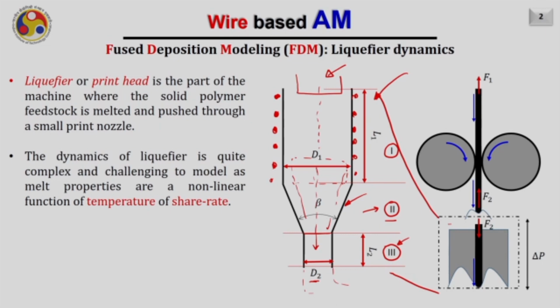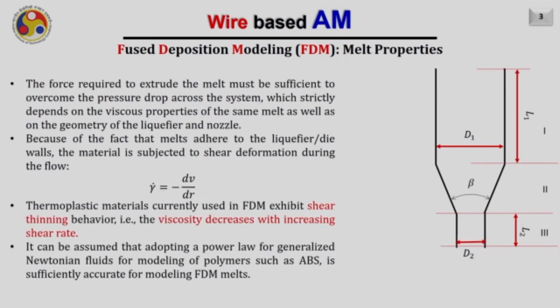However, the dynamics of the liquefier is quite complex and challenging to model, as melt properties are a non-linear function of temperature and shear rate. However, the force required to extrude the melt must be sufficient to overcome the pressure drop across the system, which strictly depends on the viscous property of the melt as well as the geometry of the liquefier nozzle. The geometric parameters are typically this length L1 and the opening diameter where the solid wire enters, that is D1. Then of course the cone angle beta, the exit diameter D2 and the exit length L2.